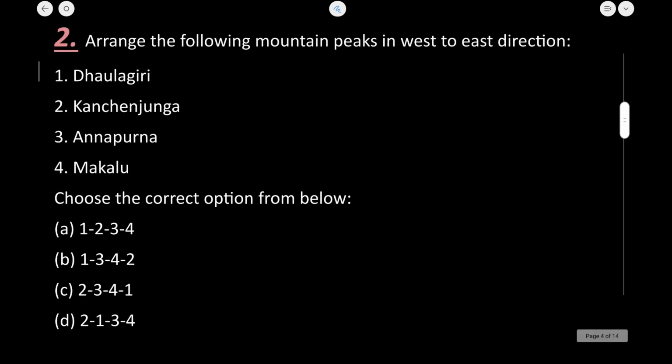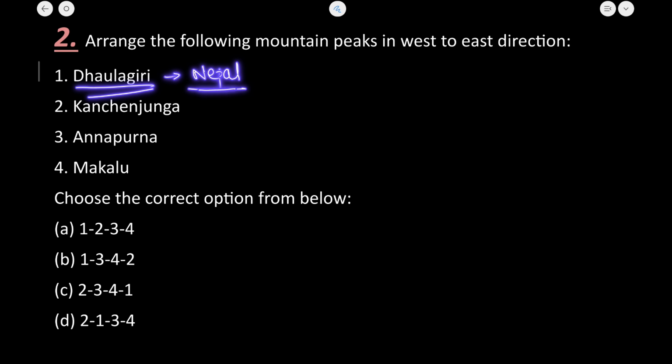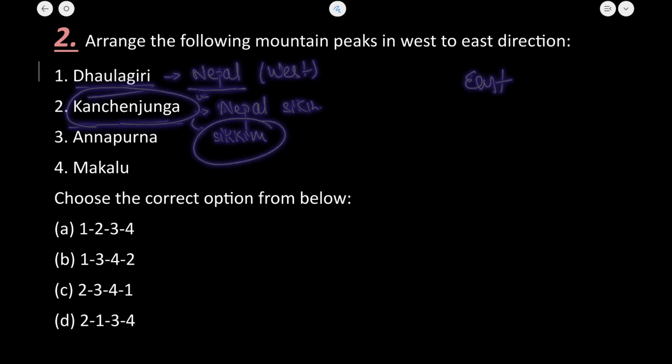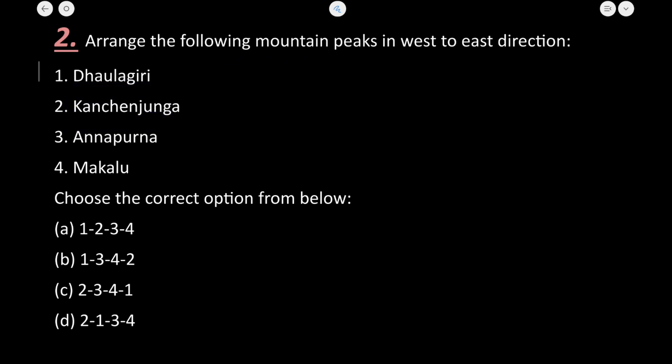Now let's see the next question. We have to arrange it in the west to east direction. If we talk about Dhaulagiri, it is in Nepal, in the western area of Nepal. Then if I talk about Kanchenjunga, this is in the confluence area of Nepal and Sikkim. So it lies in the state of Sikkim, on the side of Nepal. Now this is the easternmost. So Kanchenjunga is mentioned in which of the following options as the most eastern part.